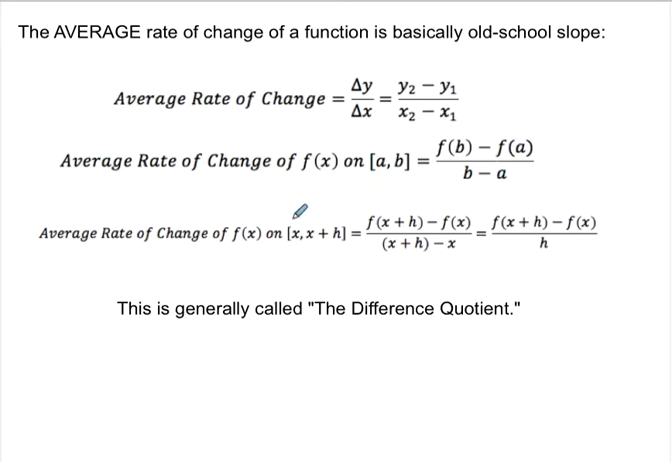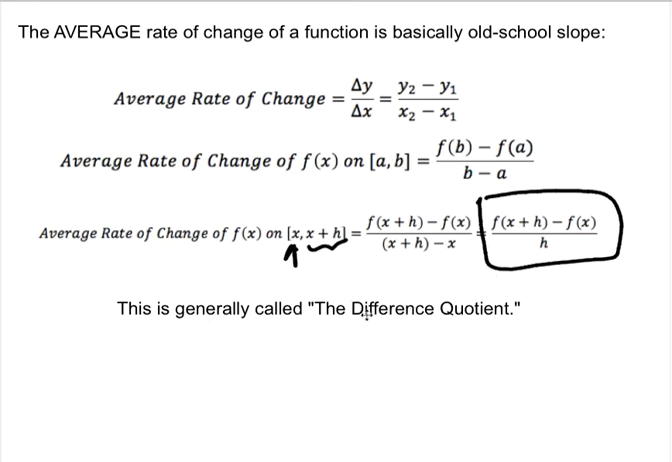If I wanted to talk about the average rate of change between some x that I start with and then some x that is h units away, so x and x plus h, I could use f of x plus h, which would be the second y value, minus f of x, which would be the first y value, over the quantity x plus h minus x, which would be the second x value minus the first x value. Or if I simplify that, I'll just end up with an h on the bottom. This thing right here is generally called the difference quotient.